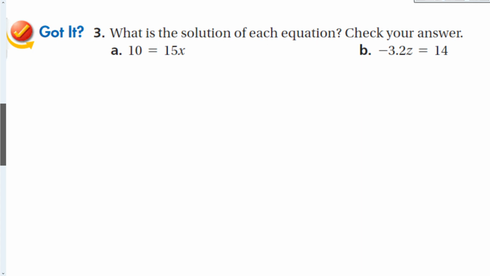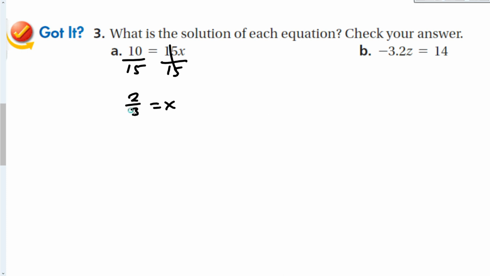Now, something to think about as we look at this first one, part A. I want to get x by itself, so I'm going to divide both sides by 15. That will cancel these two and give me that x is by itself, and it will give me 10 over 15, or 2 over 3.